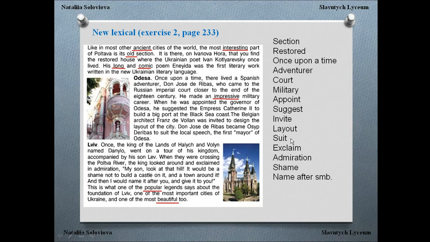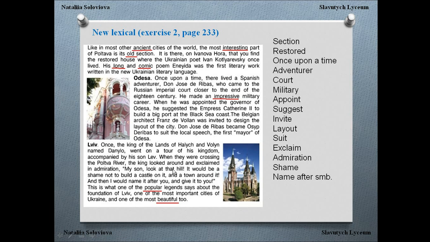Suit. This word also has a lot of different meanings, but in this case, to suit the local speech. Suit, to suit, means it's a verb, so we can translate it as щоб підходити. Щоб підходити, щоб бути подібним to the local speech.